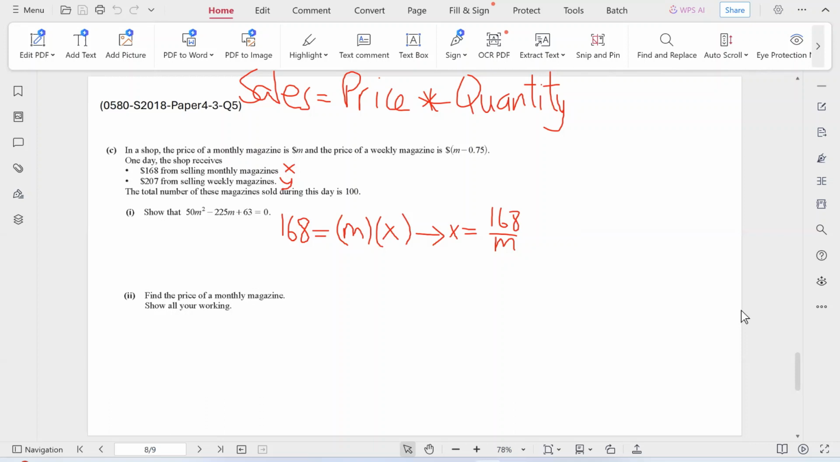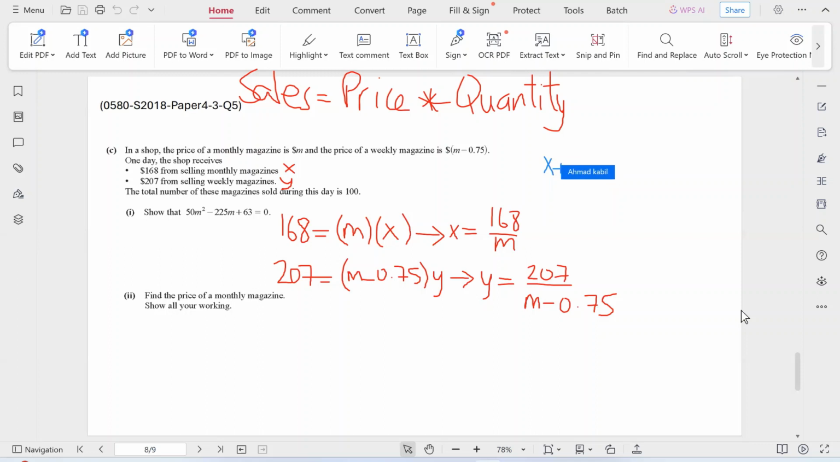And then we repeat the same process for Y. We have 207 is equal to the price of a weekly magazine, which is M minus 0.75, multiplied by Y. So therefore, using the same logic, Y equals 207 divided by M minus 0.75. And we should also know that the total number of magazines is actually X plus Y. So X plus Y equals 100. And all we have to do is just substitute these values here, and we have an equation in M. So let's try to do that now.